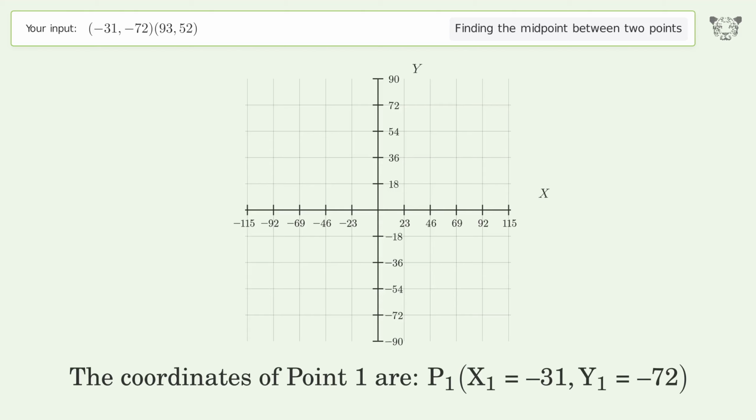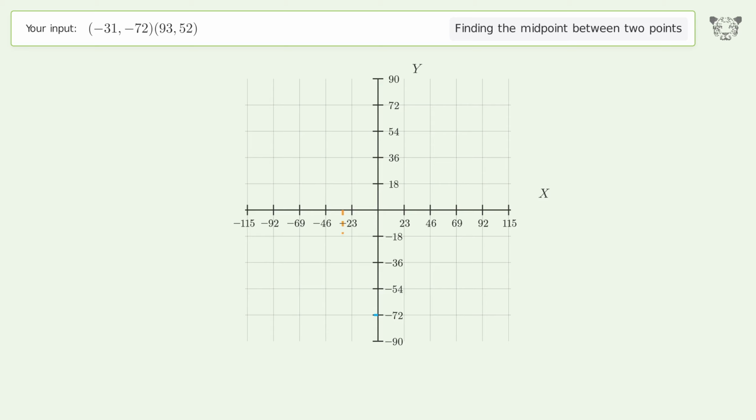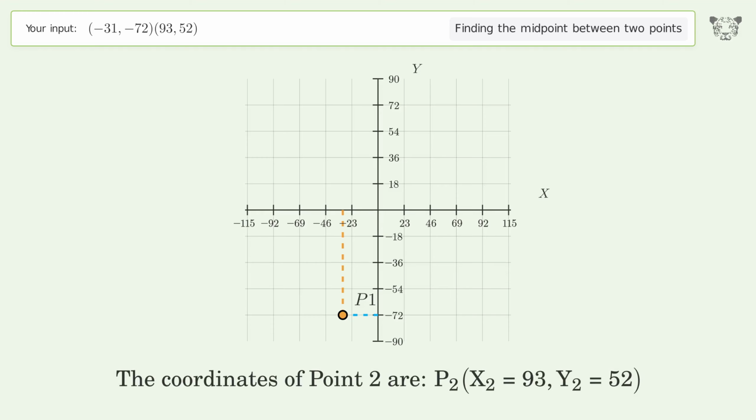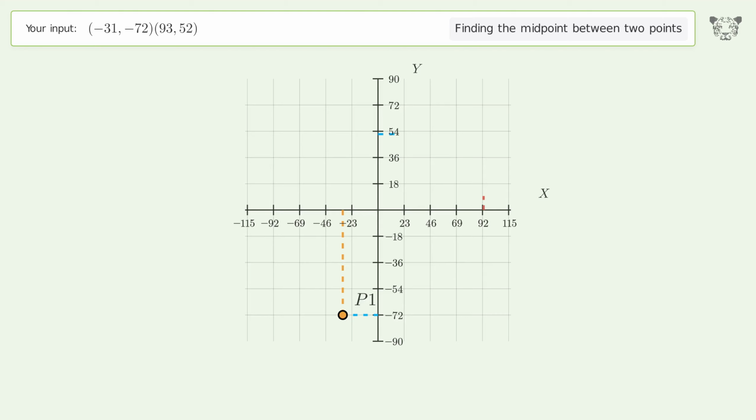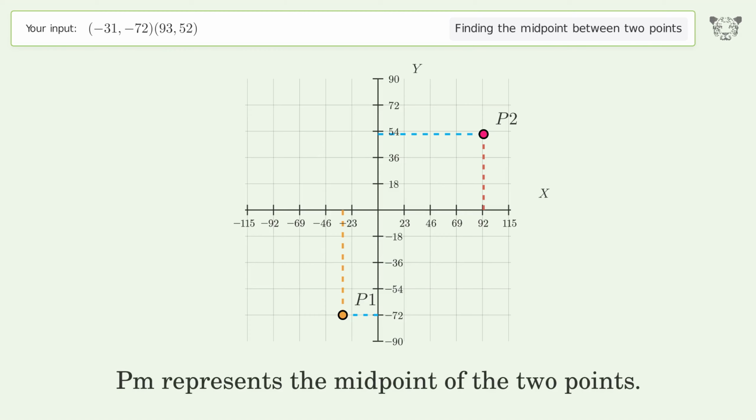The coordinates of point 1 are, x1 equals -31, y1 equals -72. The coordinates of point 2 are, x2 equals 93, y2 equals 52. PM represents the midpoint of the 2 points.